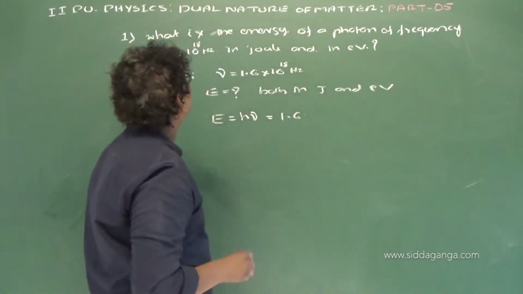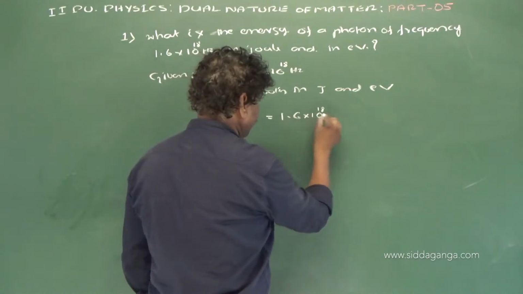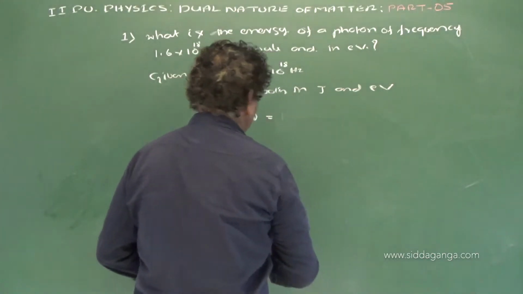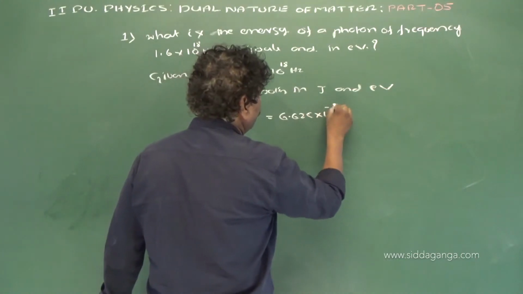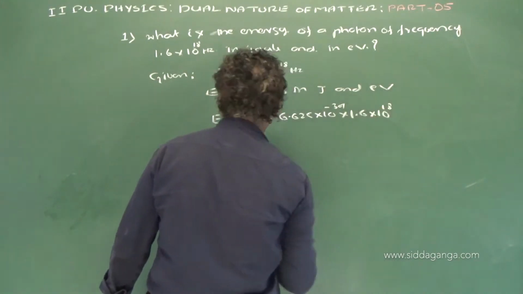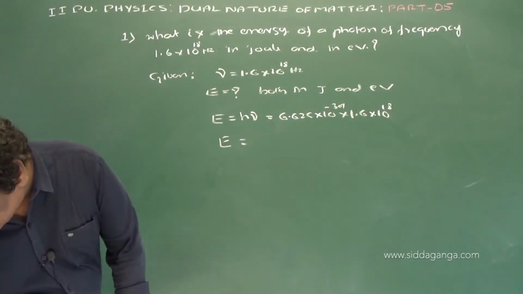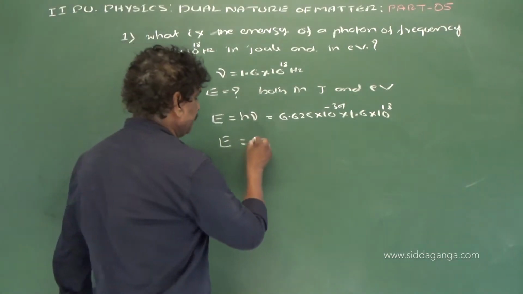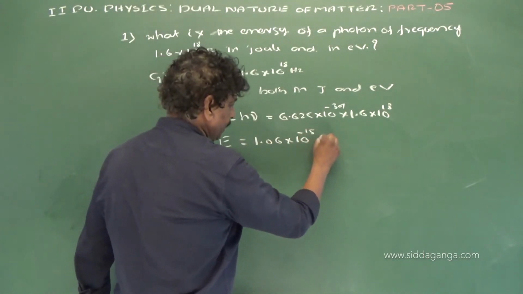That is equal to 1.6 into 10 raised to the power of 18, into the h value. Usually the value will be given: 6.625 into 10 raised to the power of minus 34, into 1.6 into 10 raised to the power of 18. That E comes out to be 1.06 into 10 power minus 15 joule.